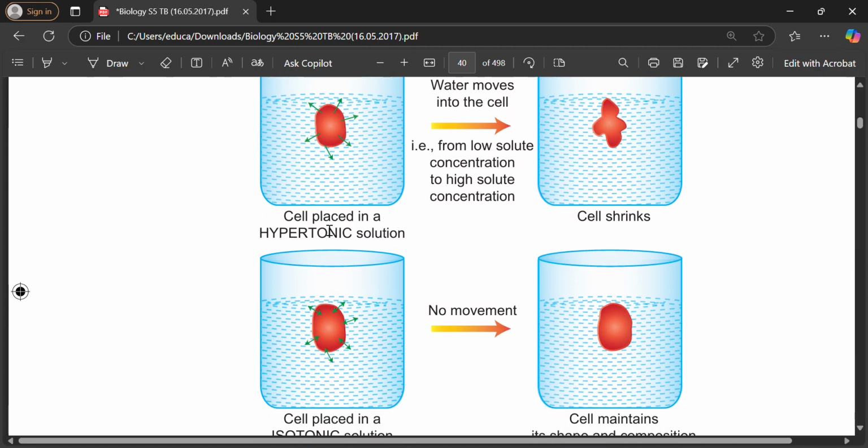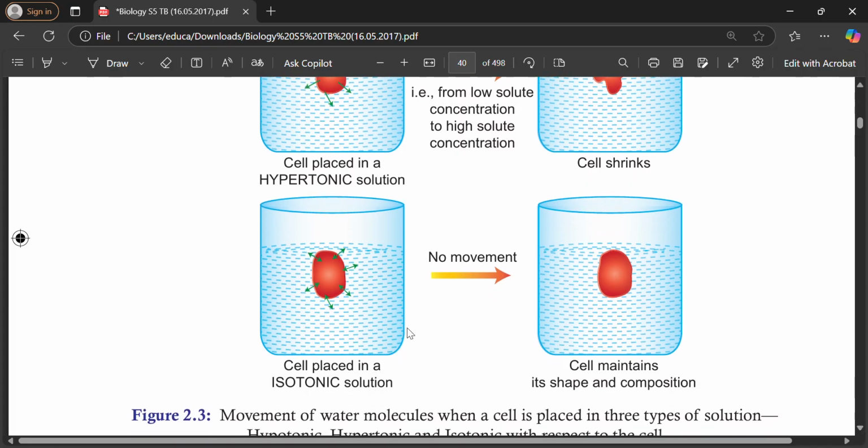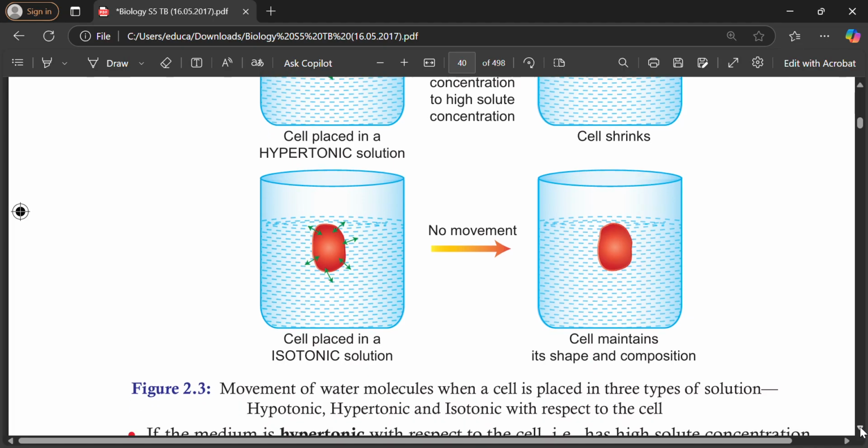Hanyuma if a cell is placed in hypertonic solution, hypertonic solution ni solution ifite concentration nini kuri cell, ubwo bikavuga yuko ifite amazi make, bivuze ko amazi noneho azaturuka muri cell yinjira muri solution, niyo mpamvu tuzabona cell ihombana cyangwa se ibura amazi. Hanyuma iyo dufite rero isotonic solution ni solution inganya concentration na interior of the cell, icyo gihe there is no movement, bizaguma uko biri kubera yuko amazi kuri side zombi aranganwa.